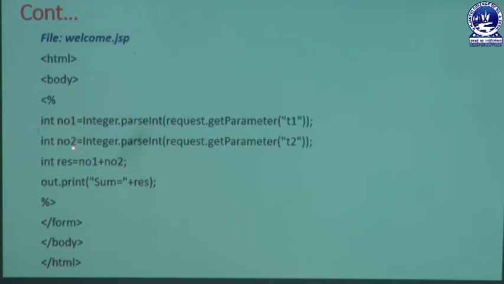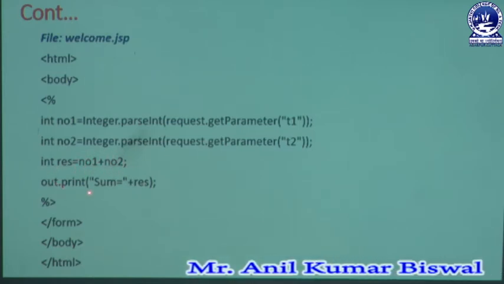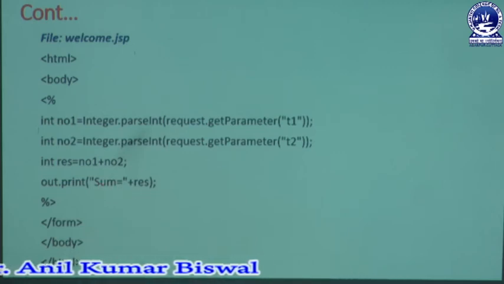Similarly, no2 plays the same role. We write Integer.parseInt, and in it we have the parameter request.getParameter, taking another identifier, T2, which is known as text box 2. By using that text box 2 we receive its parameter and store it in no2. Then we add no1 and no2, so in our result section res equals no1 plus no2. That means we are adding two values. Finally we print it, sum equals res, printing the result of this summation.